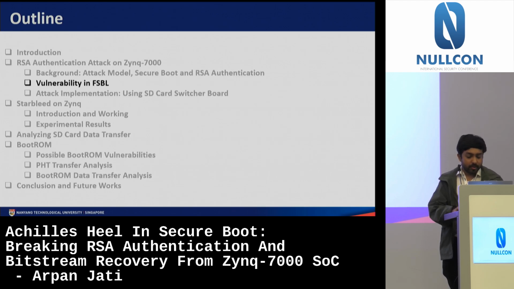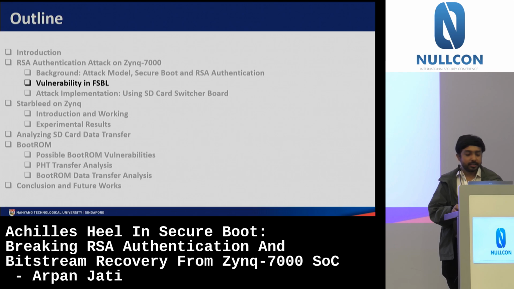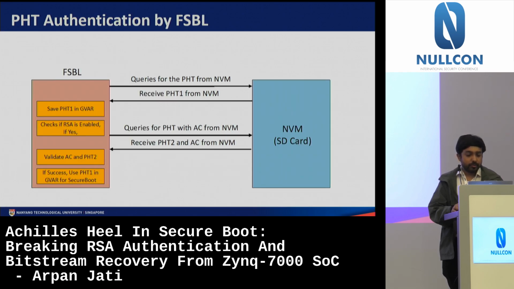Now, what we did is we found a vulnerability in the way it reads and processes these things. I'll show what we found. When the FSBL starts working, and this is the most critical part, it first queries the partition header table, which is the main thing you want to attack, from non-volatile memory, which can be an SD card or other things. So it queries it from the SD card and receives one copy of the PST. We are marking it PST1.